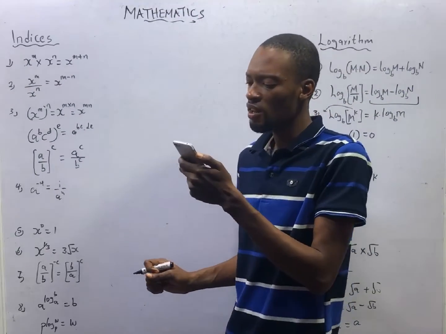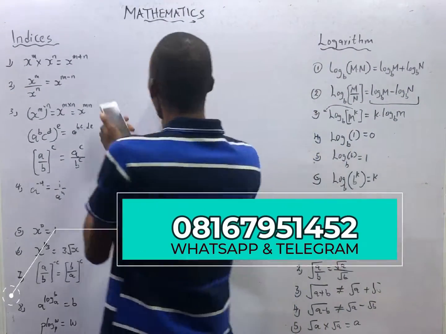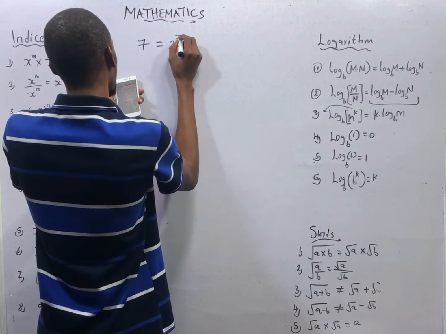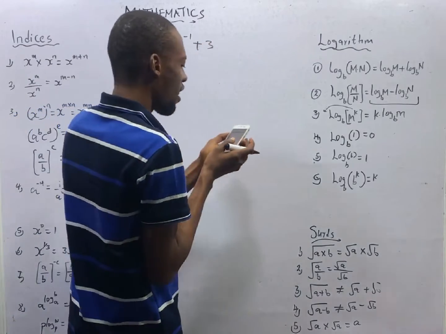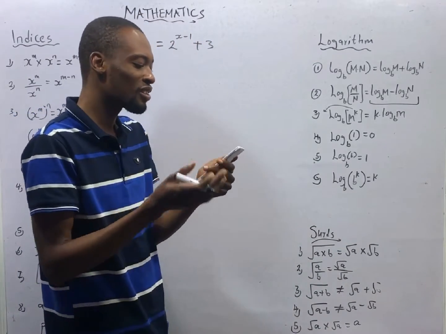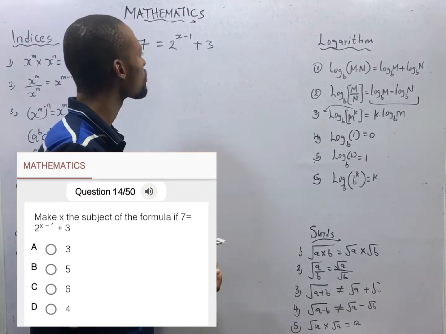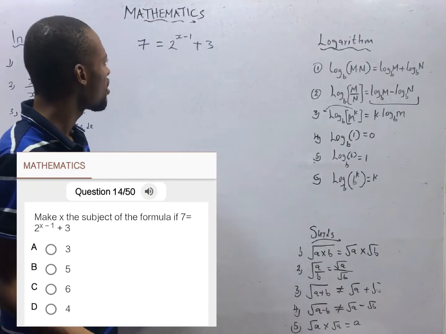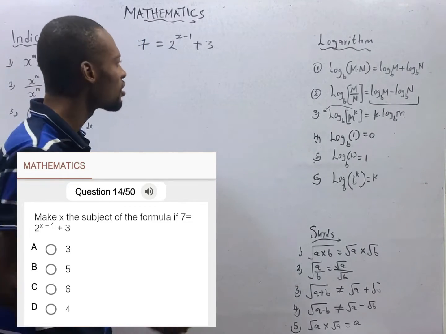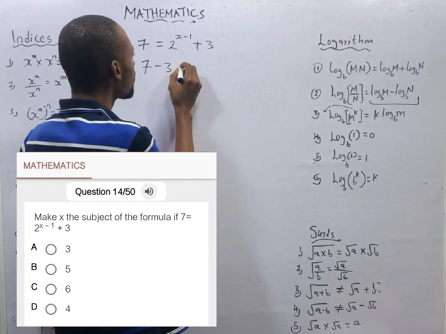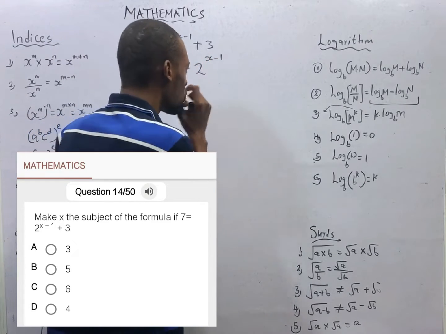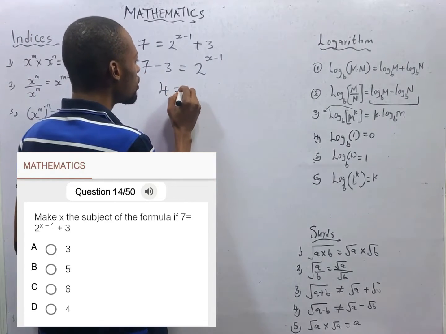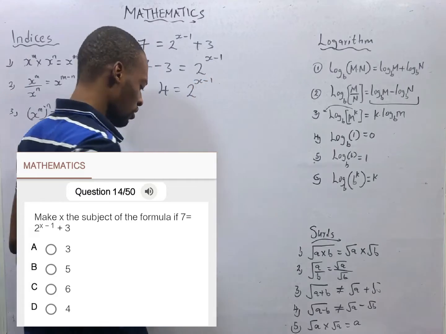Now, make S the subject of the formula. We are given 7 is equals 2 raised to the power of S minus 1 plus 3. And make S the subject of the formula. This is change of subject of formula equation leading to indices. From here, if we collect like terms, we shall have 7 minus 3 is equals 2 raised to the power of S minus 1. 7 minus 3 is 4. So 4 is equals 2 raised to the power of S minus 1.